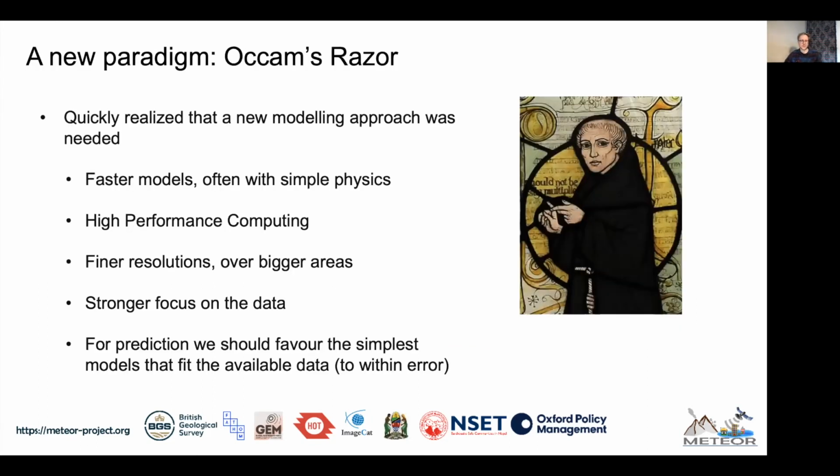And so this sort of led to a new approach to modeling, which was to realize that actually what we needed were faster models with simplified physics that could be deployed on high performance computers to allow us to run higher resolution models over larger areas. And at the same time, we needed to stop worrying so much about the physics in the model and think more about the quality of the data that we were driving the model with.